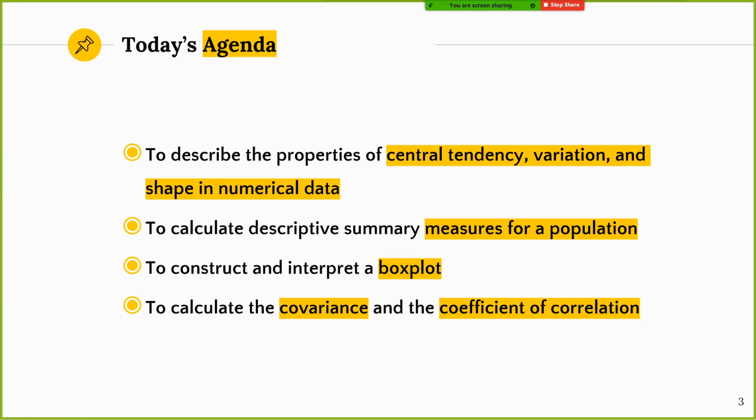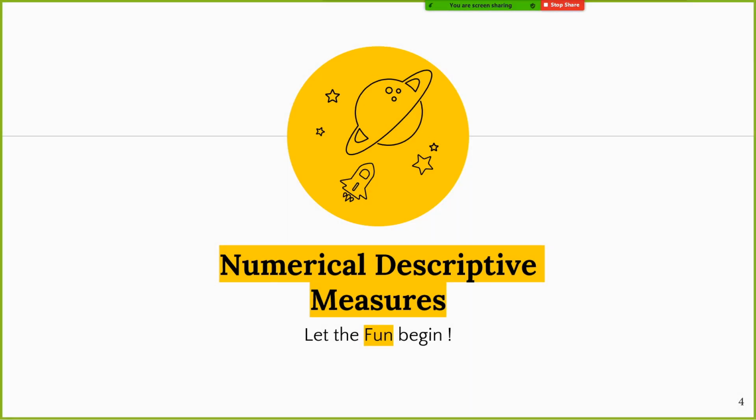Next is to calculate the covariance or coefficient of correlation. This is actually a very interesting topic that we have in this coefficient of correlation, because you will know about the correlation of the variables. Okay, so let's continue to this numerical descriptive measures.